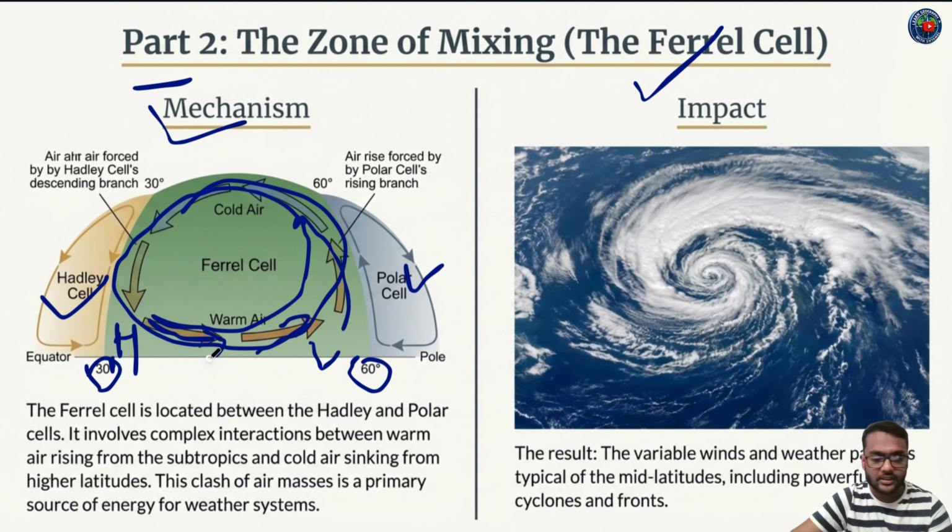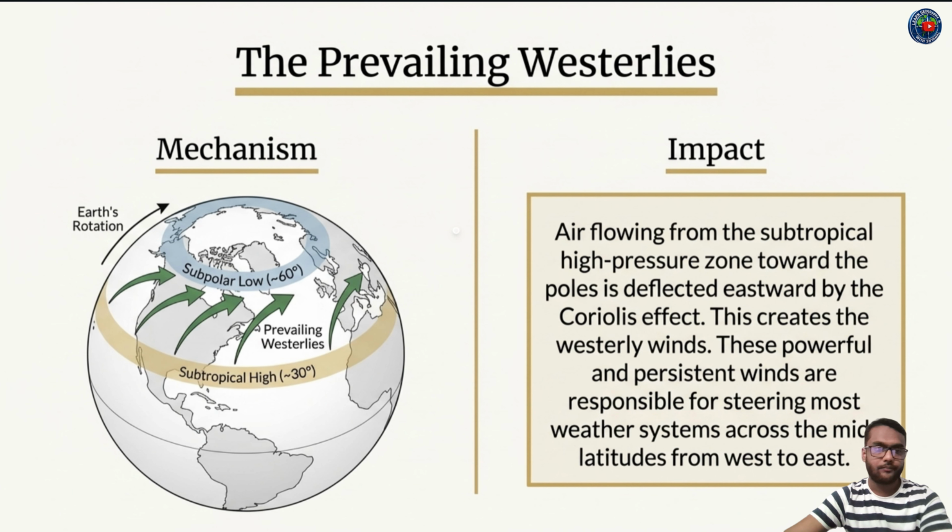This class of air masses is a primary source of energy for weather systems. And the impact of this Ferrel cell is variable winds and weather patterns typical of the mid-latitudes, including powerful cyclones and fronts. That's why in this region various kinds of cyclones and fronts are created.